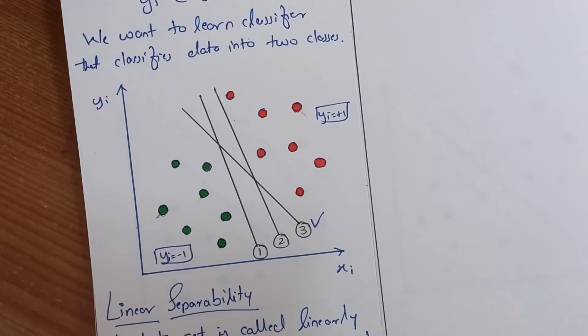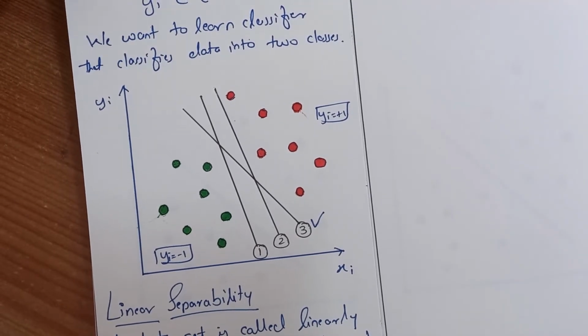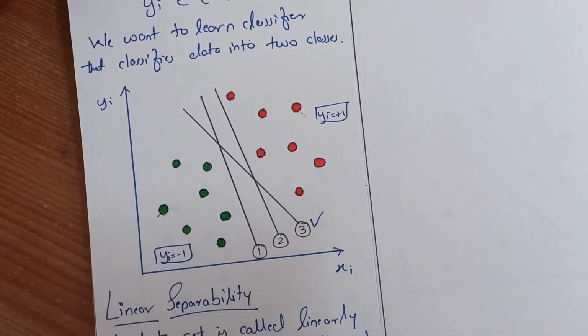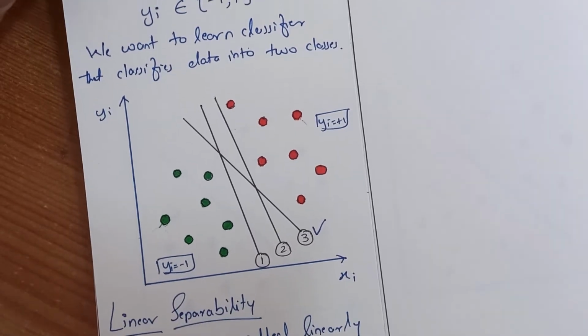So we'll take the example of a 2D graph, as I said. Here in our case, the hyperplane will be the line equation which we want to come up with. So let's see what SVM says.